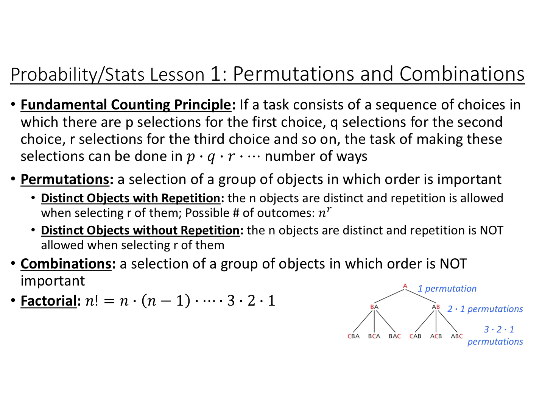Permutations is a selection of a group of objects in which order is important. When we say order is important, we mean that a group ABC is distinct and different from a group ACB or CAB, so order matters. If you're choosing distinct objects with repetition, so you can choose the same object multiple times, if you have n total objects and you're choosing r of them, then the number of possible outcomes is n to the r power. If you cannot have repetition, then that means that you can't repeat whatever r objects you're selecting.